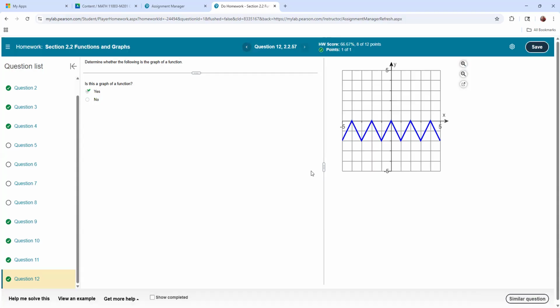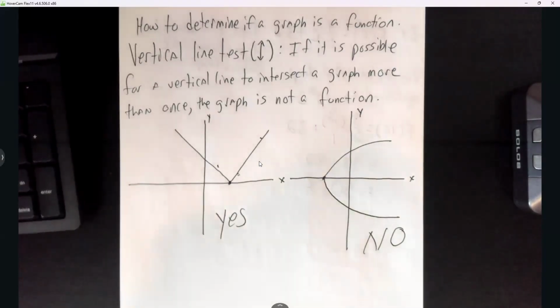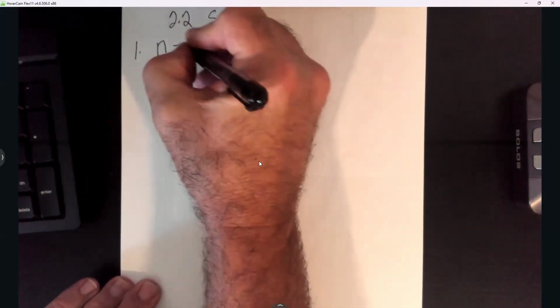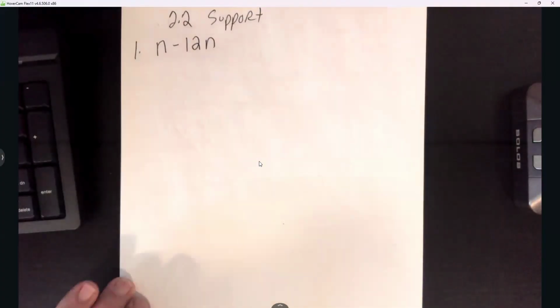Now, the only thing I've got left with y'all is the 2.2. I said today I won't have a support lab after class, but what I want to do is show y'all how to do the problems in the 2.2 support. Okay? So in the 2.2 support, they want you to simplify stuff. And these are just little bitty small problems.